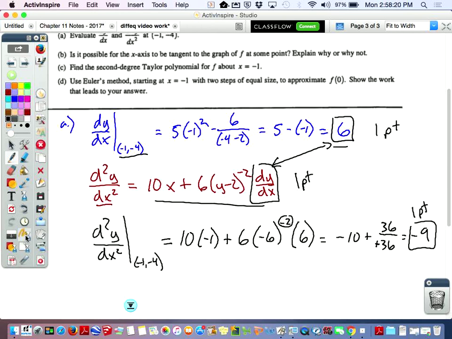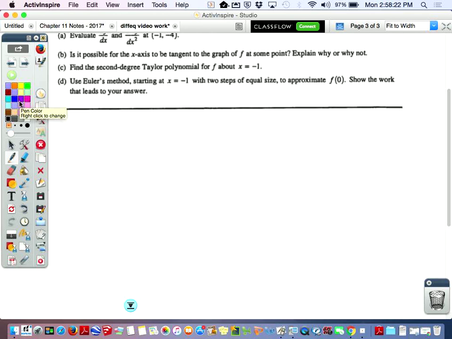Time to move on to part B. Question B says, is it possible for the x-axis to be tangent to the graph of f at some point? Explain why or why not. So if we have the x-axis that's tangent, the x-axis is a horizontal line. Now if we have a horizontal line that's tangent, what that would mean is that dy/dx is equal to 0. So that's a horizontal line.